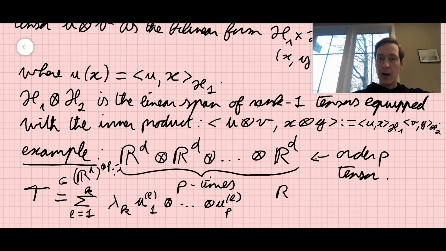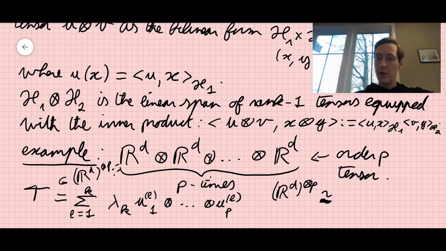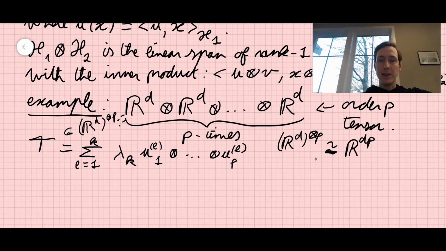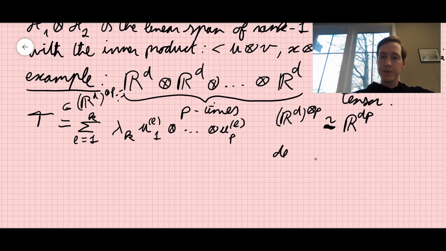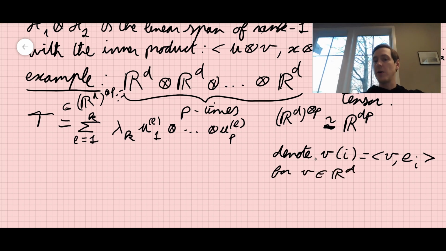So (R^d) tensor P times can be identified with the classical computer science way to define a tensor of order P, as P-dimensional arrays. Okay, so what do I mean? Let me see how to do this identification. Denote, for a vector V in R^d, V_i as just the inner product of V with e_i. So V_i is just the i-th coordinate of the vector V.